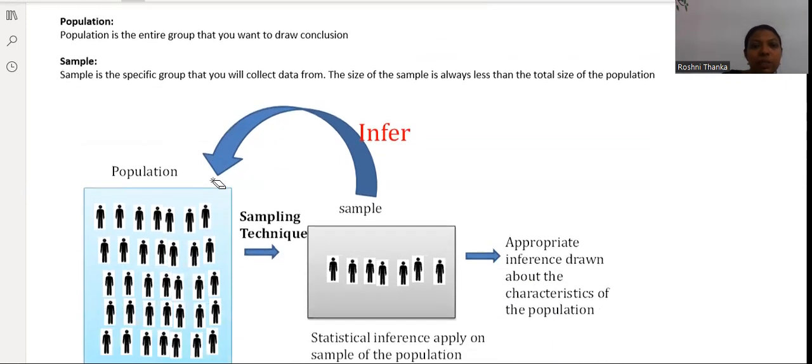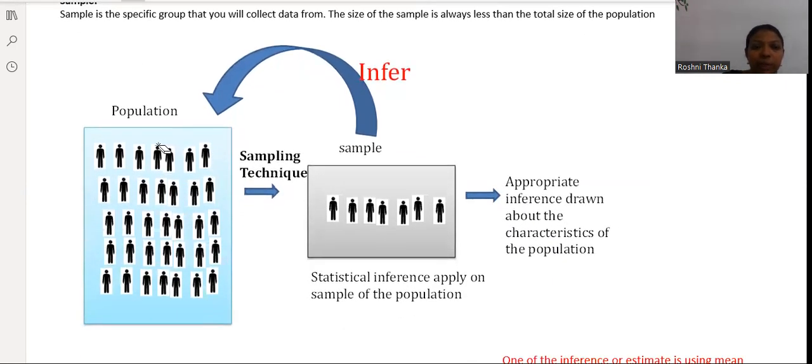So here is the picture which demonstrates that. We have the complete population here. Out of it, we are going to take the sample. In the sample, we apply some statistical data analysis, infer something from the data, or do some decision making in the sample. That we will apply to the entire population.